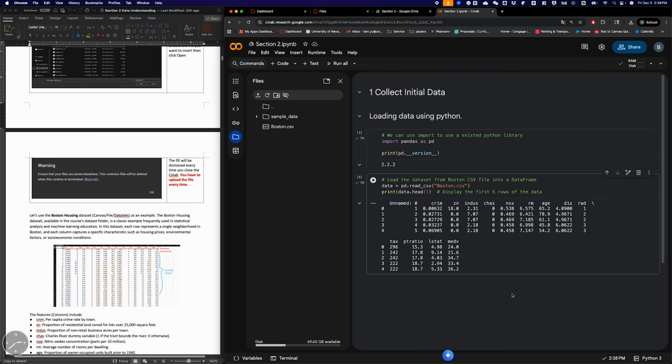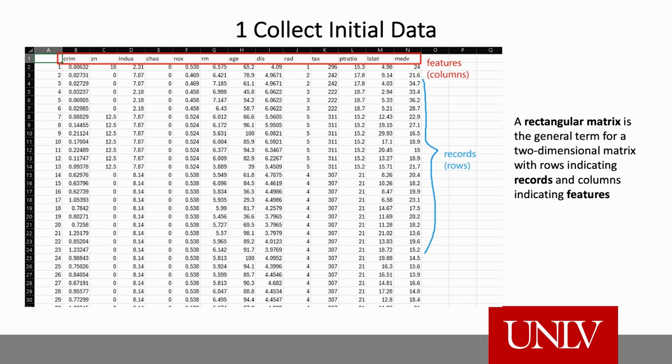This dataset is a great example of rectangular data. Rectangular data means the information is stored in a two-dimensional table. Rows represent individual records or observations. Columns represent features or variables.